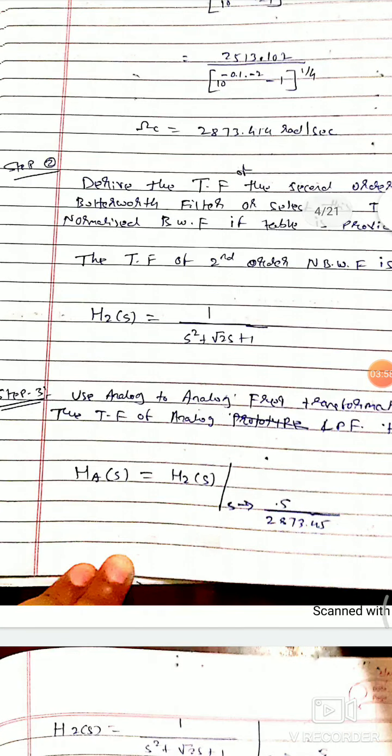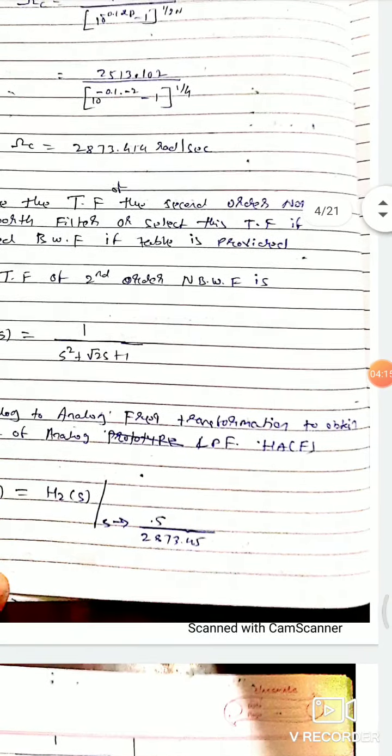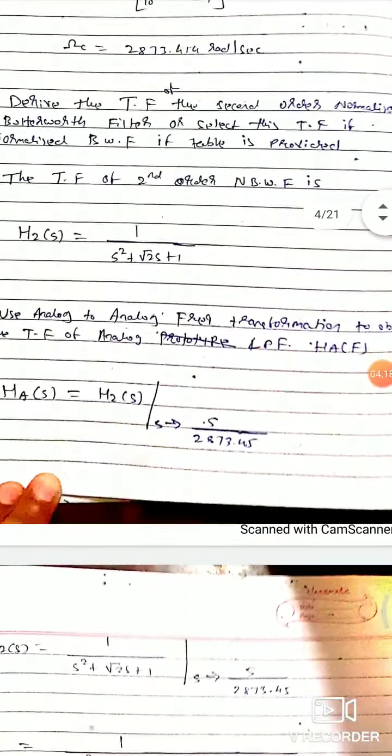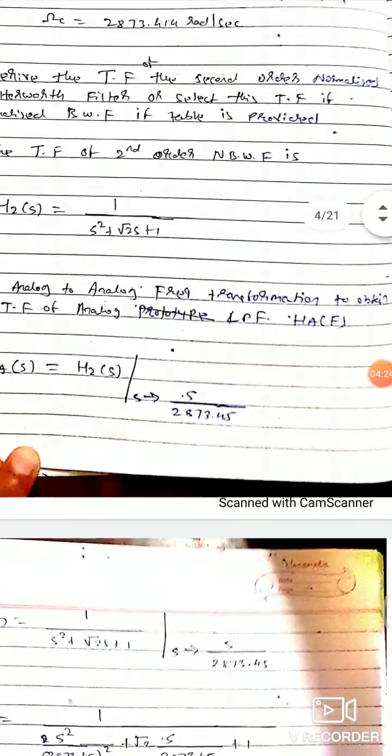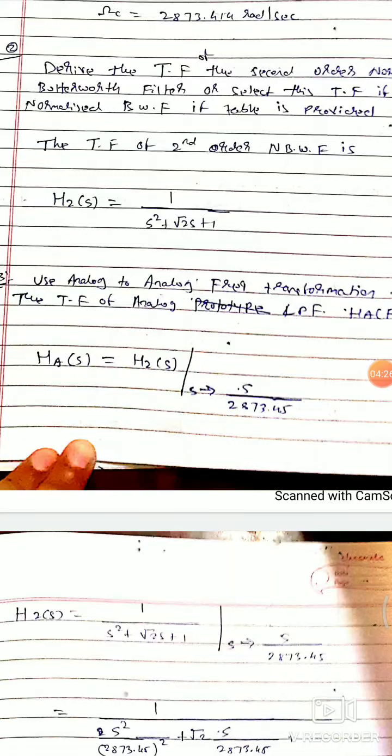Now, this is step 1, which I have divided into two parts: first calculate the order, then calculate omega c. Now step 2 is to derive the transfer function of the second order normalized Butterworth filter, or select the transfer function of the normalized Butterworth filter if a table is provided. Either you can derive it or take it from the table depending on availability. If the table is given, you directly select from the table, or you can derive it; the procedure is already explained to you.